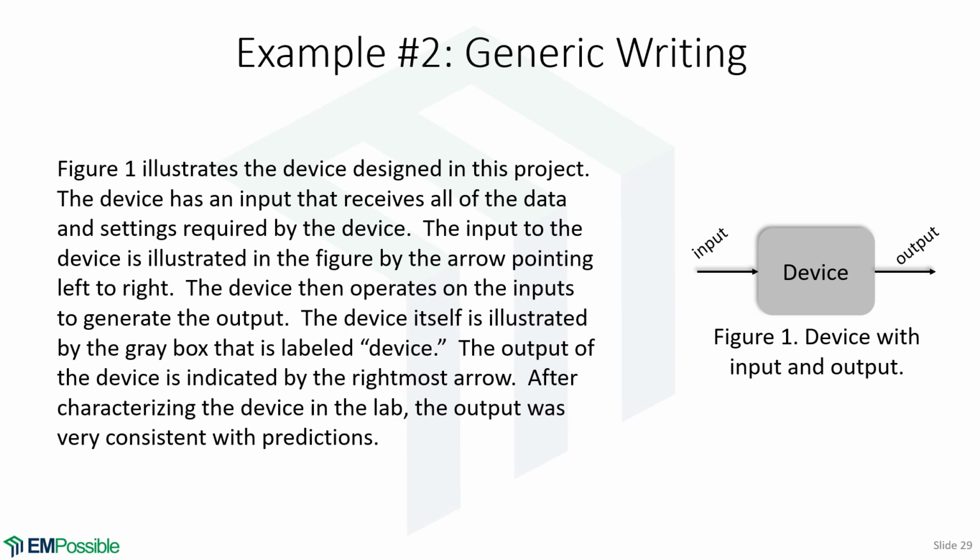Figure 1 illustrates the device designed in this project. The device has an input that receives all of the data and settings required by the device. The input to the device is illustrated in the figure by the arrow pointing left to right. The device then operates on the inputs to generate the output. The device itself is illustrated by the gray box that is labeled device. The output of the device is indicated by the rightmost arrow. After characterizing the device in the lab, the output was very consistent with predictions.